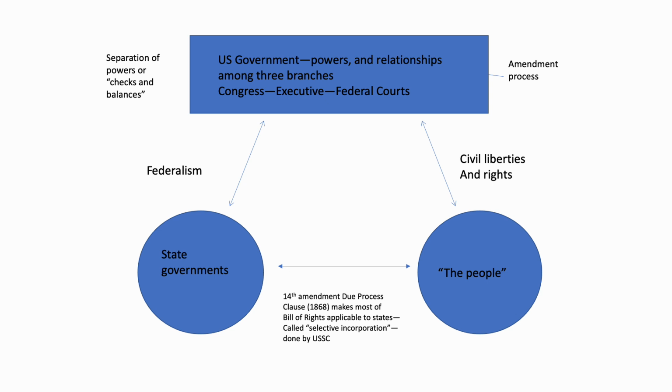No, if you ratify this, we promise we'll give you a Bill of Rights to protect you from this new national government. It was originally not intended to limit states at all. The 14th Amendment in the Civil War changed that. The 14th Amendment Due Process Clause gradually came to be interpreted to apply most of the Bill of Rights to the states as well. This is called selective incorporation. We will talk more about this.